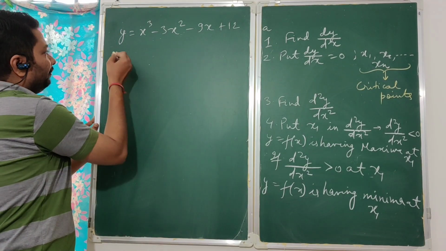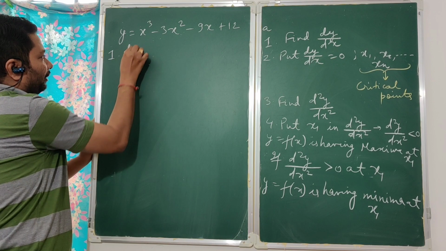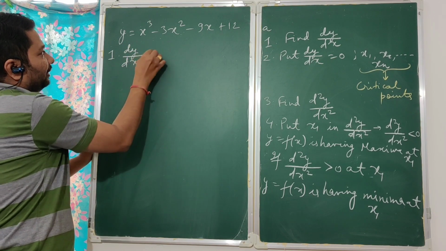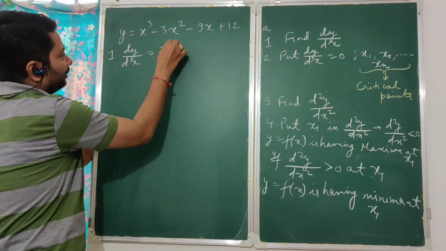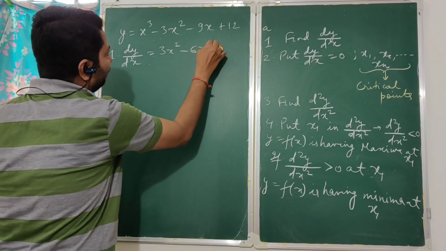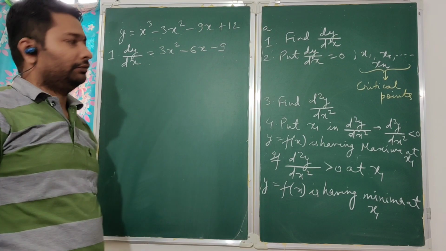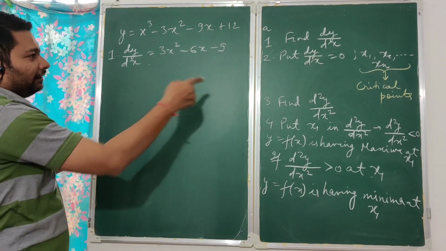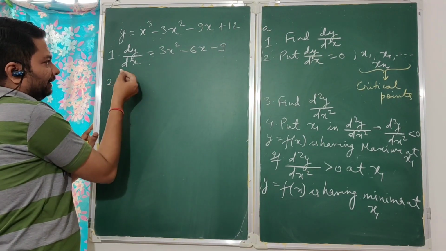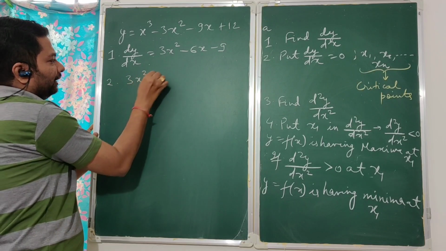So what is the first step? Find dy by dx. So what is dy by dx here? Differentiate it, you will get it as 3x square minus 6x minus 9. Differentiation of constant is 0. After that, second step, put dy by dx as equal to 0.